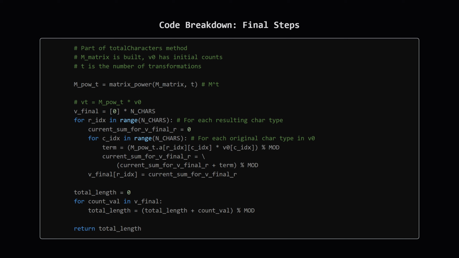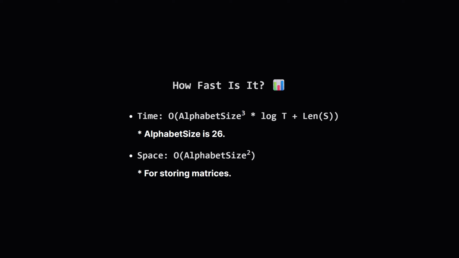Next we multiply this matrix by our initial counts vector, vec0. This gives us the final counts of each character after t transformations. We store this in final. Finally, to get the total length of the string, we just sum up all the counts in our vector. Again, we make sure to apply the modulus to this sum. And that's our answer. So how efficient is this matrix approach?